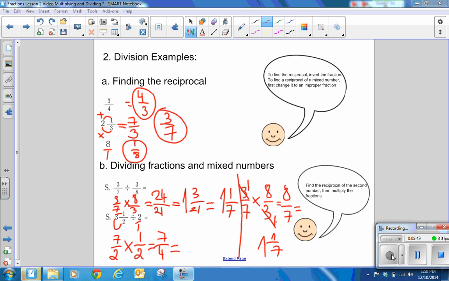Now I need to change this number into a mixed number. How many times does 4 go into 7? Once. And I have 3/4 left over.